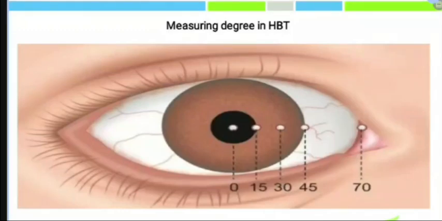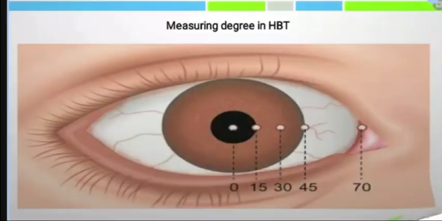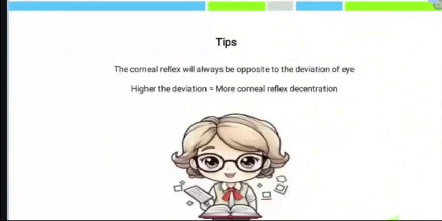So I hope this measurement is quite clear. And then we have a small quick tip. The cornea reflex will always be opposite to the deviation of the eyes, as I've already said, and the higher the deviation, the more the cornea reflex decentration. It means that however much the eye is deviated, whether out, in, up or down, the reflex will be decentrated accordingly.